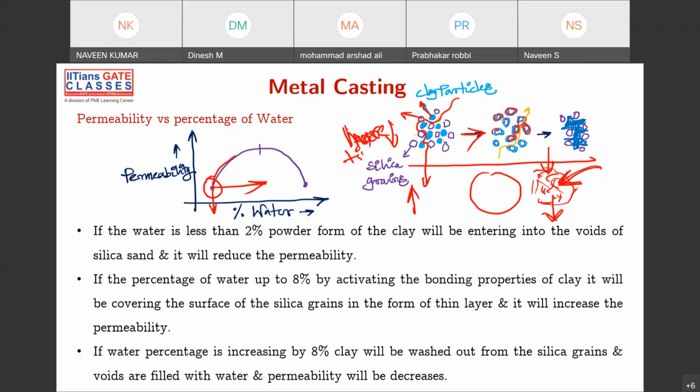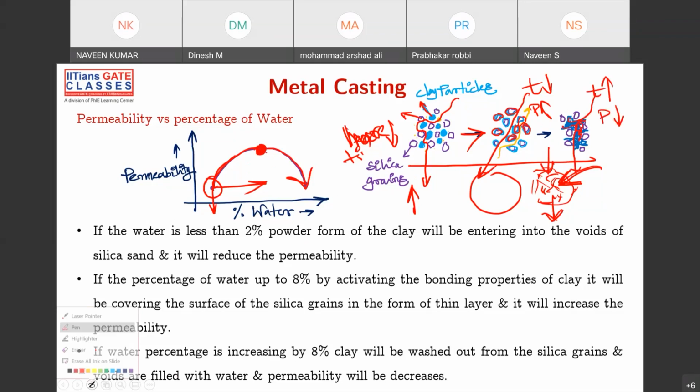Each of the silica particles now has good space, so air will pass easily. Time is less, which means permeability is more. That's the reason why permeability is increasing. Then after some time, if you further increase the water, whatever gap is there is filled by the water. Now the air will not pass again, so the time will increase and permeability will decrease. That's the reason why permeability is decreasing.